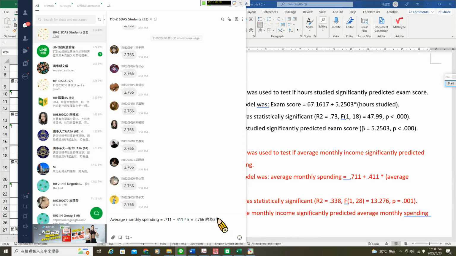Okay, yeah, you're right. So let's look at this one. Basically, this one is used to create some kind of predictive formula. So now average monthly spending is equal to 0.711 plus 0.411 times 5 equals 2.7666. But according to a choice we have from 1, 2, 3, 4 to 9, it's very highly possible that he has chosen 3. So this is a predicted value. That is the purpose of the linear regression.